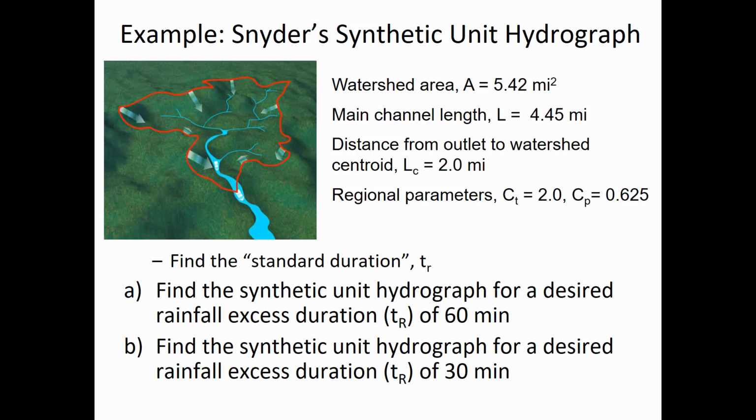Okay, so then we've got 640 times the C sub P of 0.625, and then the area is 5.42 square miles, divided by the T sub PR of 3.928 hours. Okay, so now we know it's 551.9 CFS per inch. So that is the peak discharge.